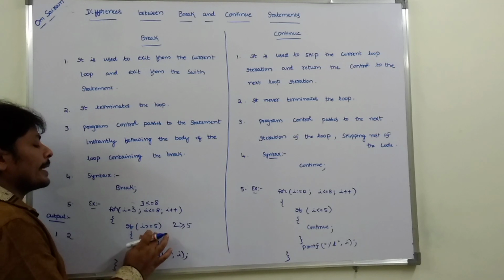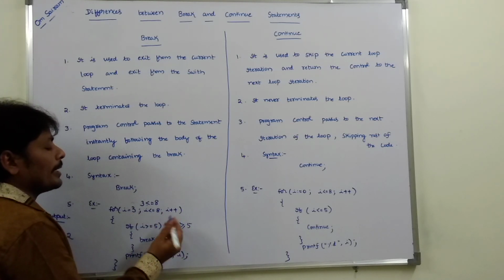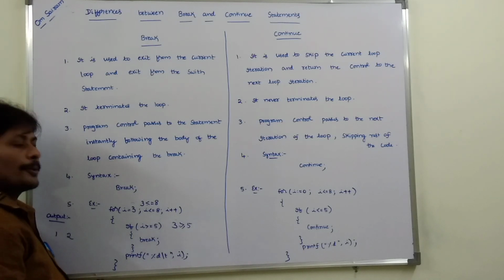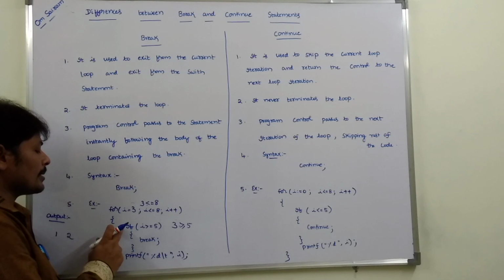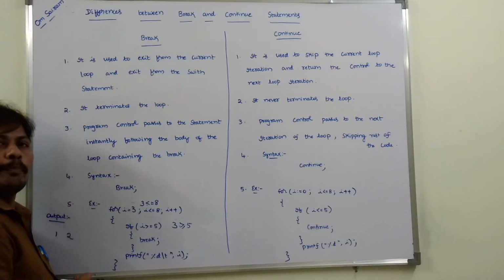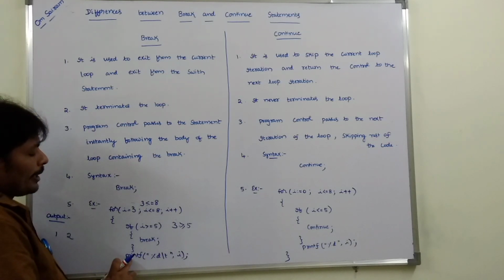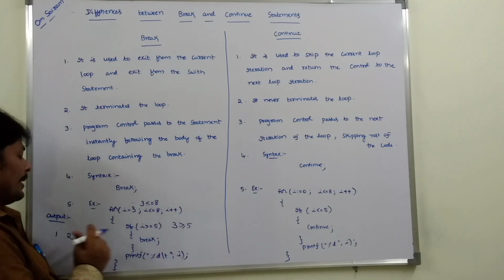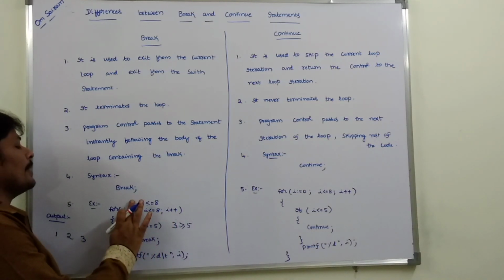If i greater than or equal to 5, i value how much? 3. So 3 greater than or equal to 5? Condition false. The control goes to the else part or after the if block. So after the if block, printf %d, i. I value 3 is printed. Next, i value is incremented.